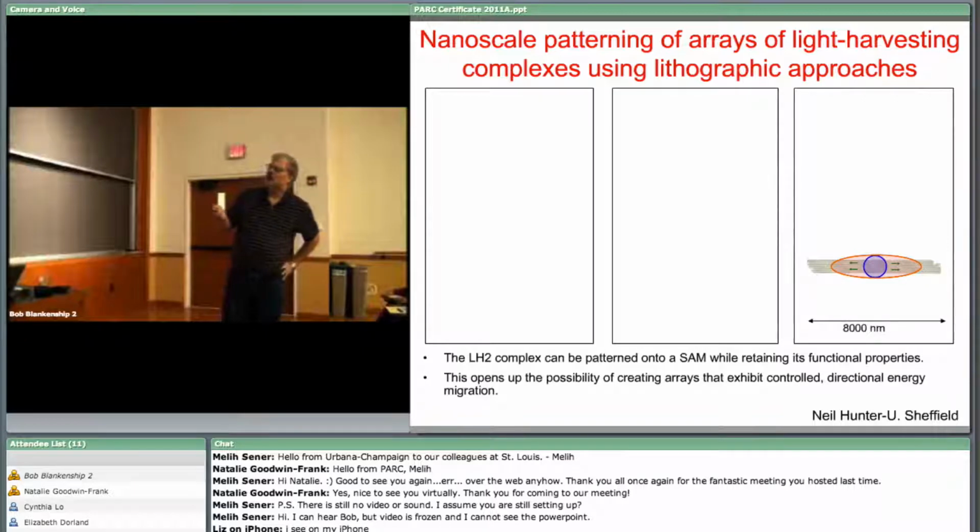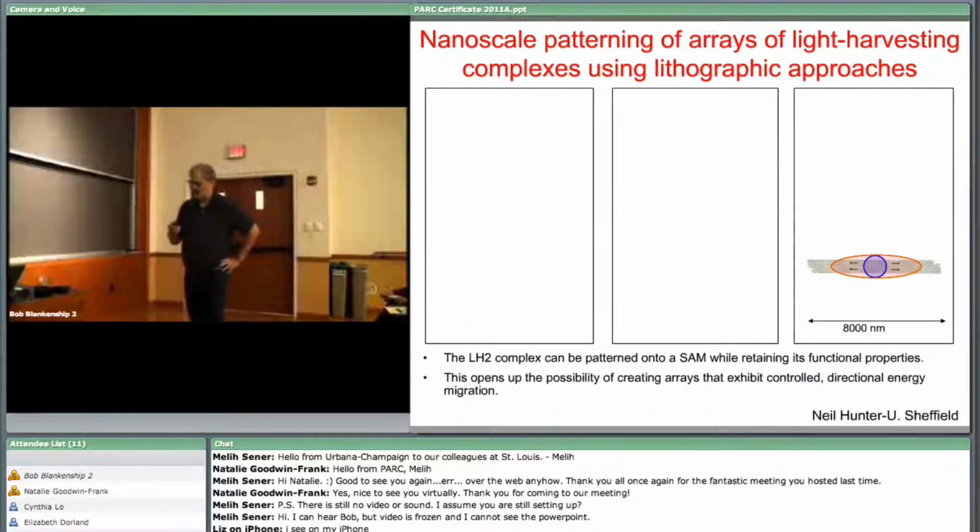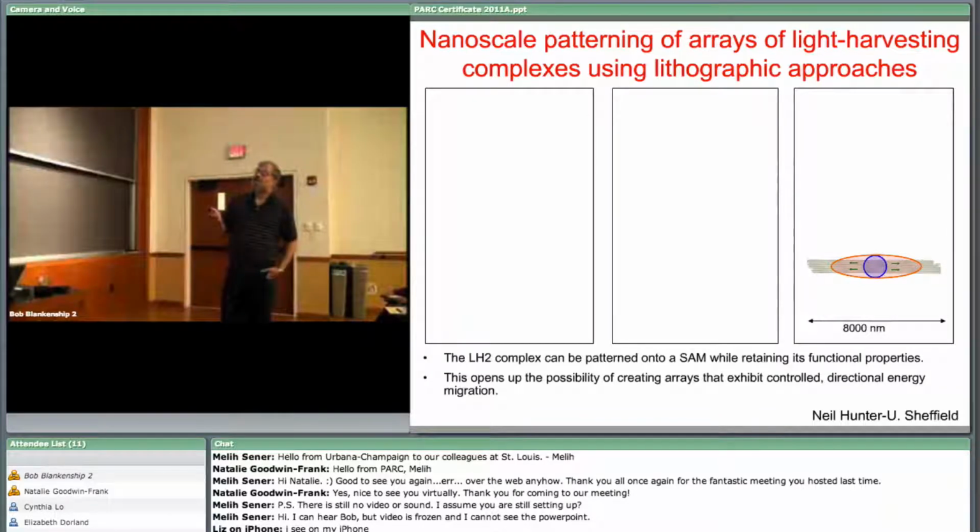And they're able to then look at energy transfer. In this case, I have a line of this complex, and I can watch the energy move all the way along. And the idea is to create arrays that exhibit controlled directional energy creation, so this will be hiding the energy. We now go to Theme 3.